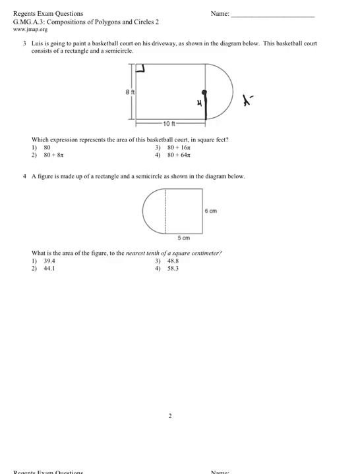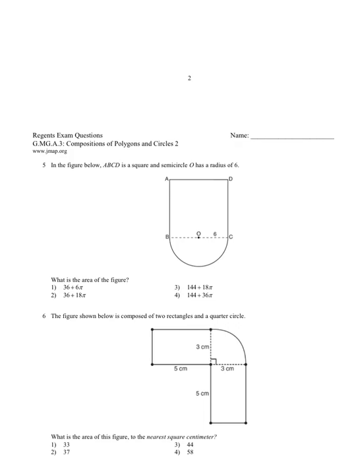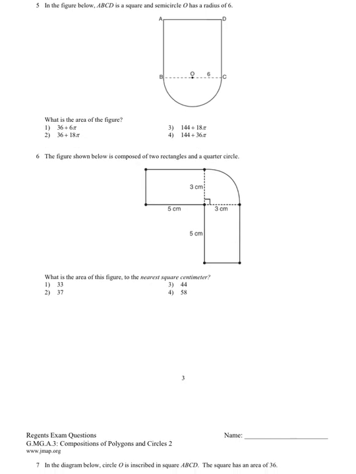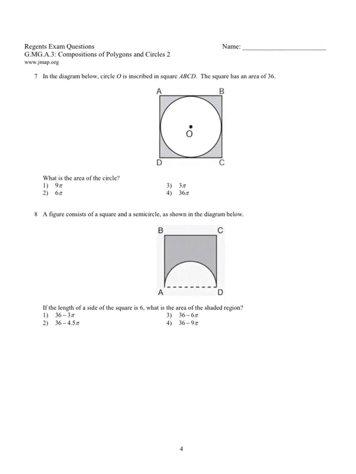And so the area of a semicircle is going to be half pi r squared. So that will be half pi times 4 squared, or just 8 pi. And we already know that this rectangle has an area of 80. So you do 80 plus 8 pi, choice 2. Let's take a look at number 5. So number 5 is similar to number 3, so we can skip that. Take a look at number 7.